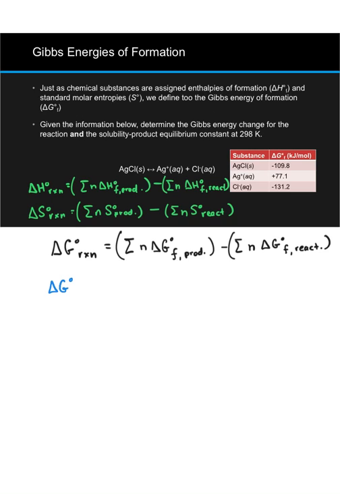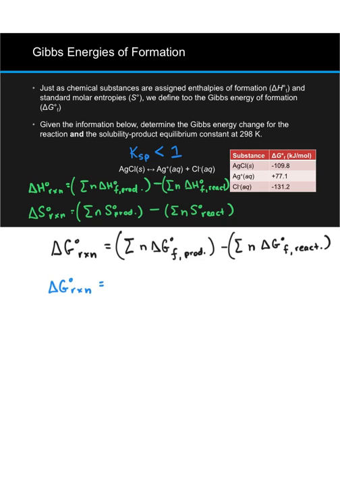The Gibbs energy change for this reaction we should expect to be what? Good, positive, because this reaction we know has an equilibrium constant less than 1. This equilibrium is defined by a KSP, a solubility product equilibrium constant. And we know that because silver chloride is only sparingly soluble, the KSP for silver chloride is less than 1. Therefore, this reaction should not be spontaneous in the forward direction at equilibrium.